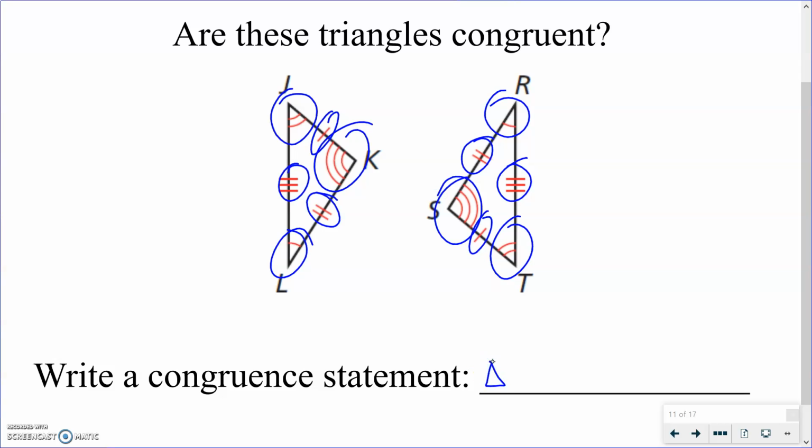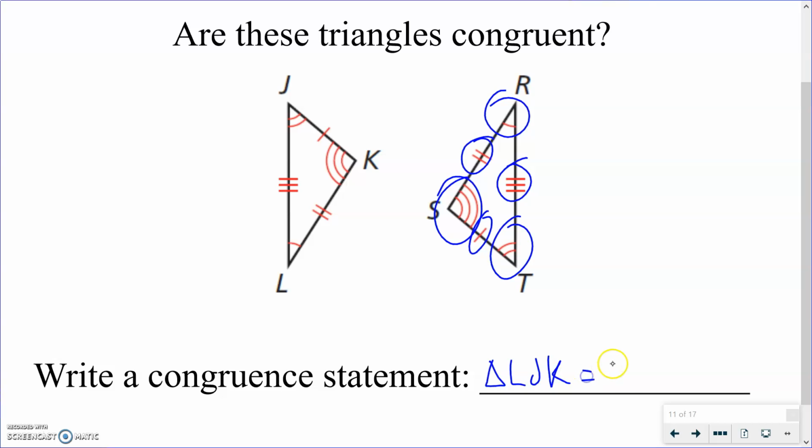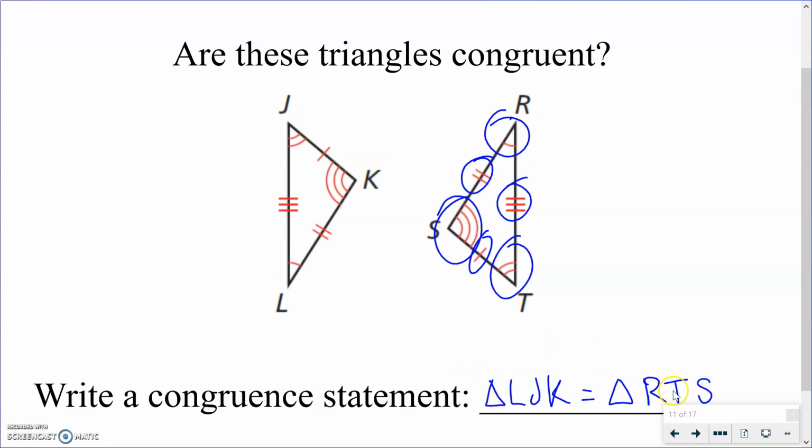So if I'm just going to start with the angle that is labeled with a 1 mark here, so I'll erase all of my stuff. So this is triangle LJK is congruent to triangle, and I have to do the same order. The order matters here. RTS. Okay, so corresponding parts have to be labeled in the same order.